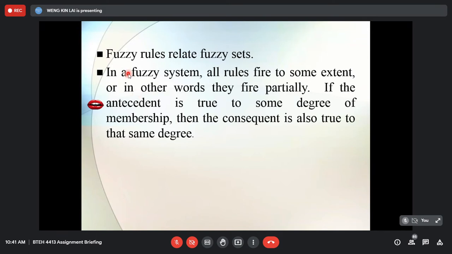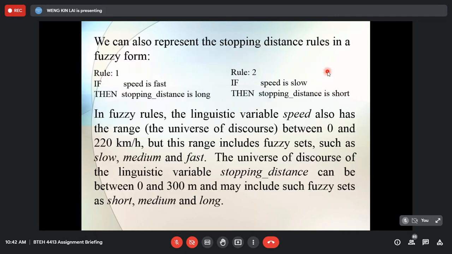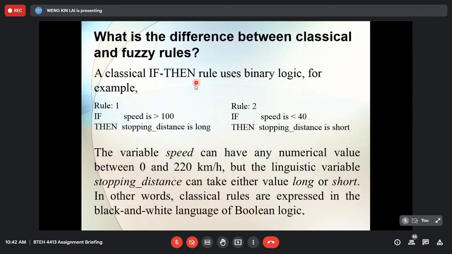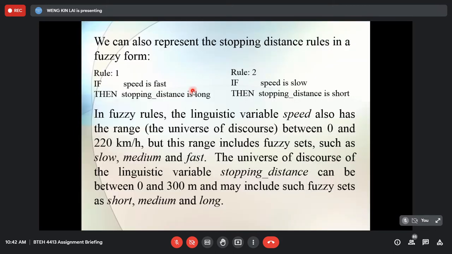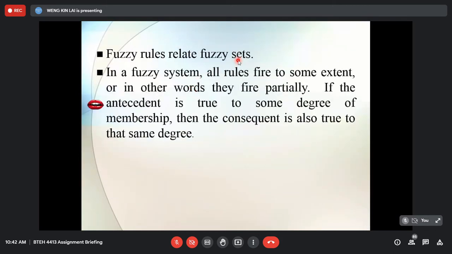So the fuzzy rules relate to fuzzy sets. The rules themselves now relate to the fuzzy sets. In a fuzzy system, all rules fire to some extent. That's also one of the major differences, because in classical expert systems, the classical if-then rules that capture expert knowledge can only fire or not fire. But in the fuzzy system, all rules will fire, but to some extent, which is a membership. Fire 0.2, fire 0.1, fire 0.9.